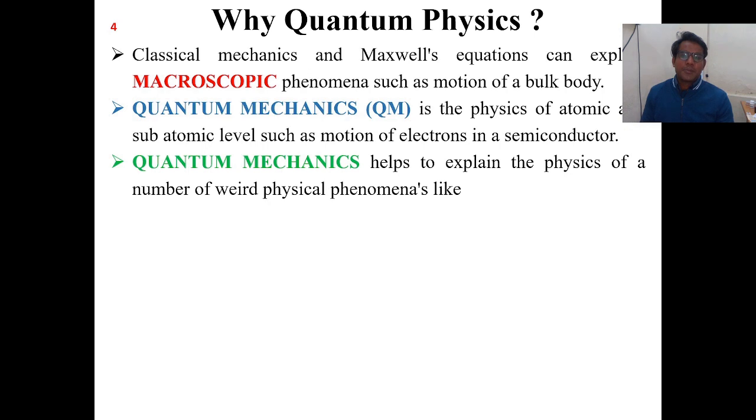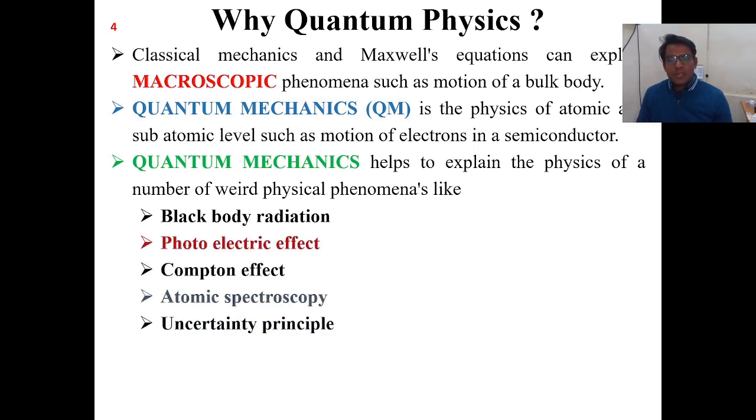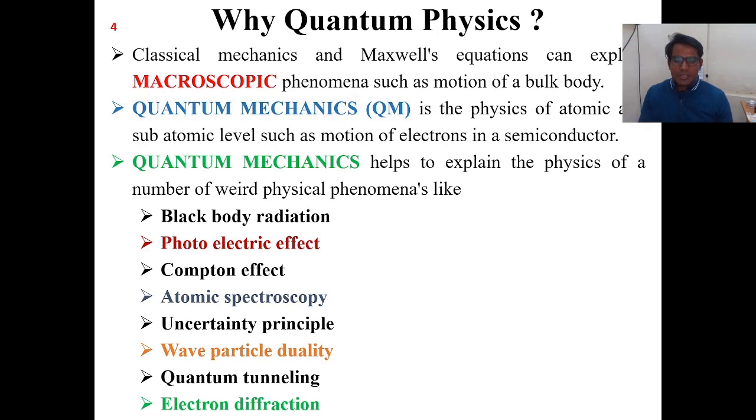Quantum mechanics helps to explain the physics of a number of weird physical phenomena like black body radiation, photoelectric effect, Compton effect, atomic spectroscopy, uncertainty principle, wave particle duality, quantum tunneling, electron diffraction. These are some phenomena. The list of these experimental observations is too large. Some of the most popular experimental observations are listed here, which forced the science community to introduce a new type of physics because classical physics was not capable of explaining the physics behind the cause of these phenomena.